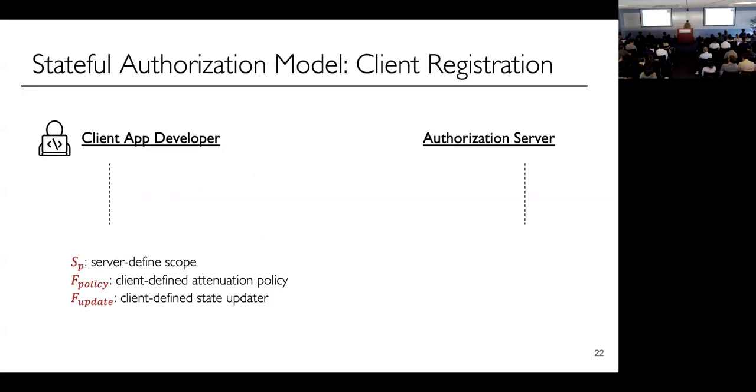So how does this work? If we try to implement this for OAuth, some human being at Zoom or wherever is going to first look at the list of permissions that the server is providing, and select from that. That is SP. Then they will write these two programs, F policy and F update, in whatever language, as long as it compiles to WebAssembly.